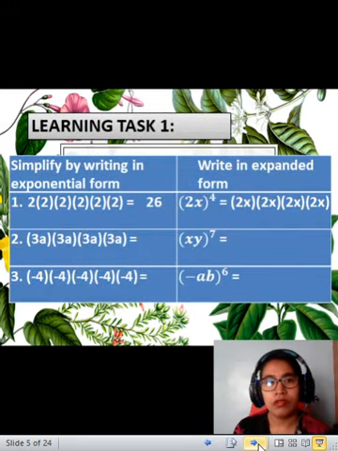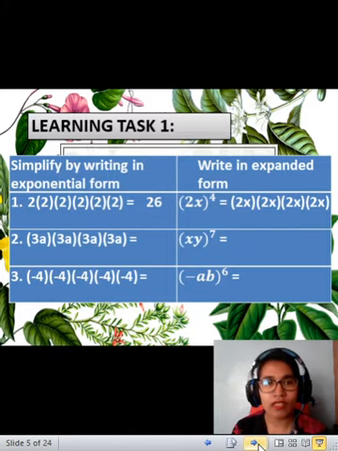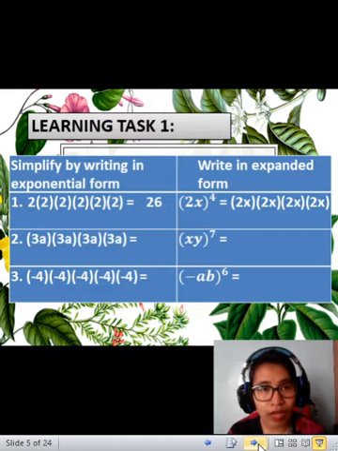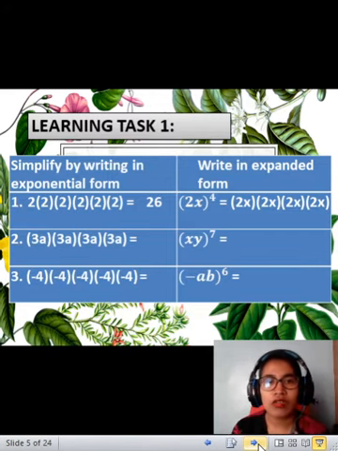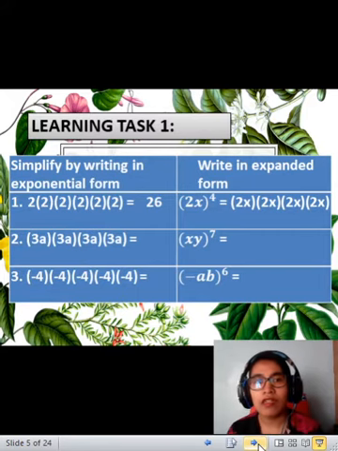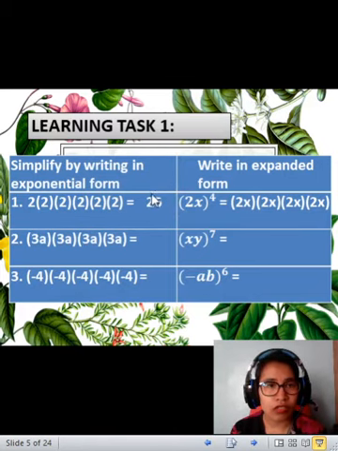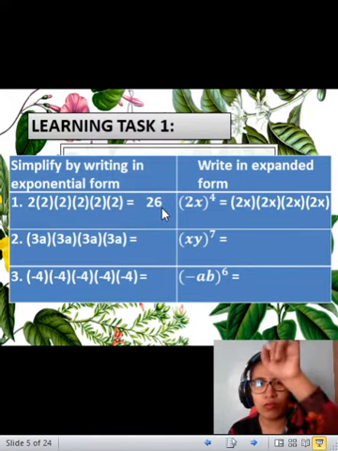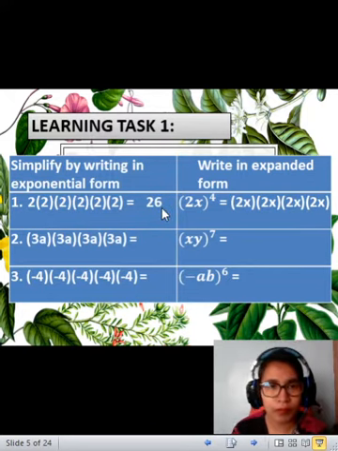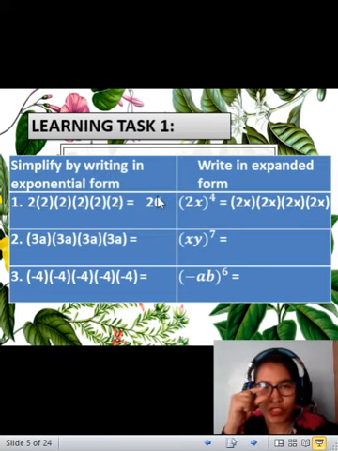So, let's have this learning task 1. Simplify by writing in exponential form. So, we have an example there. Then, the next one is write in expanded form. So, we have 2 times 2 times 2 times 2 times 2. Don't mind the answer here. It's wrong. It should be 2 raised to 6. The 6 should be lower than the number above, like this, in 2x to the 4th. It should be smaller size.